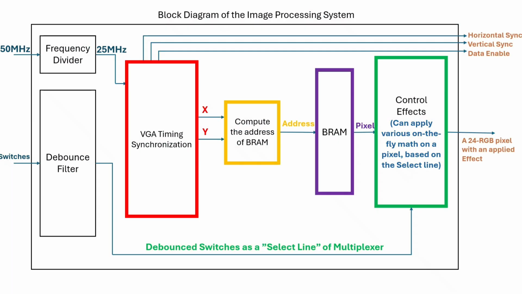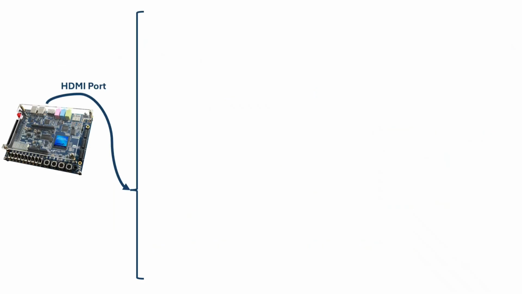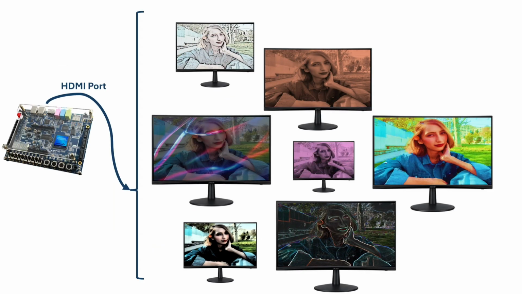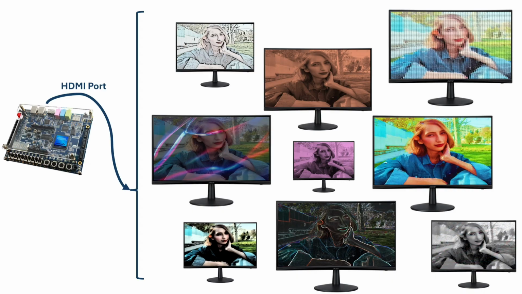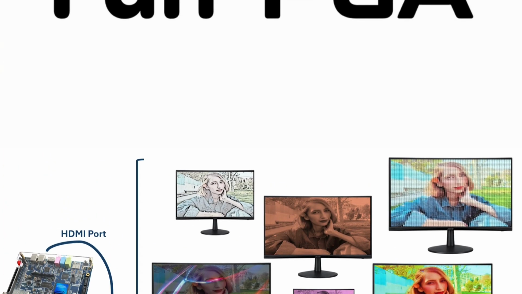Finally, the processed pixel is sent to the display, perfectly synced with the horizontal and vertical signals, so the frame is drawn with no delay. And just like that, a static image travels through memory, addressing, and real-time logic to become a live hardware-generated video effect. Now it's time to see how this whole system works on hardware.